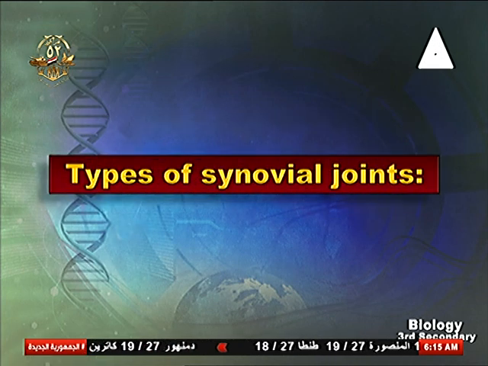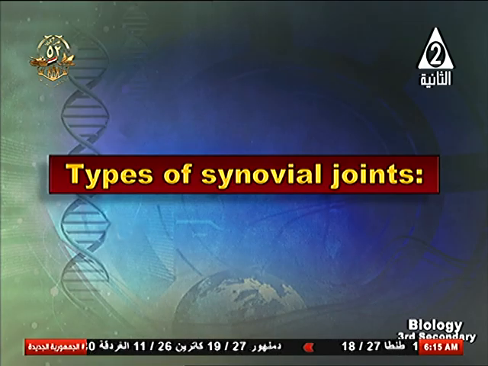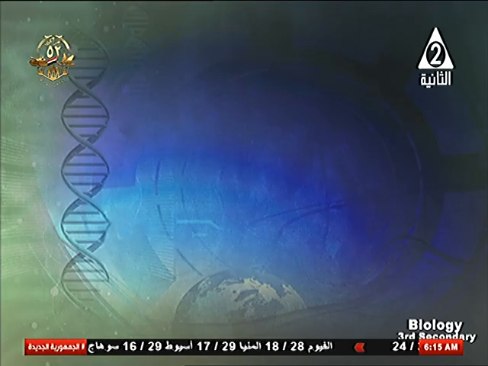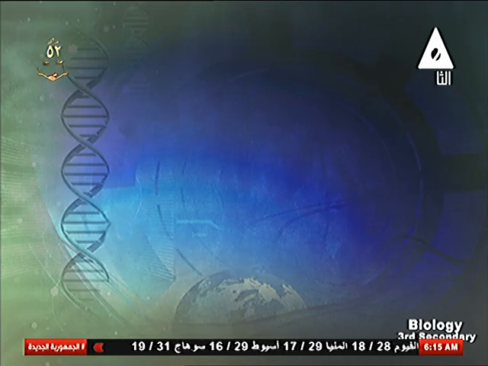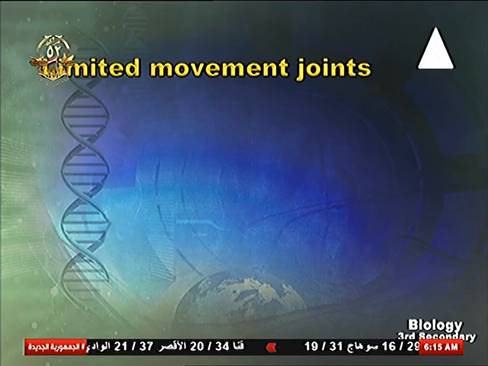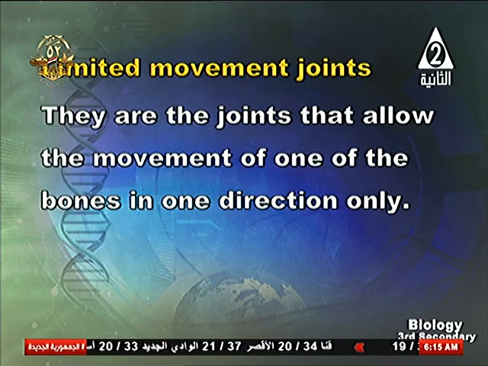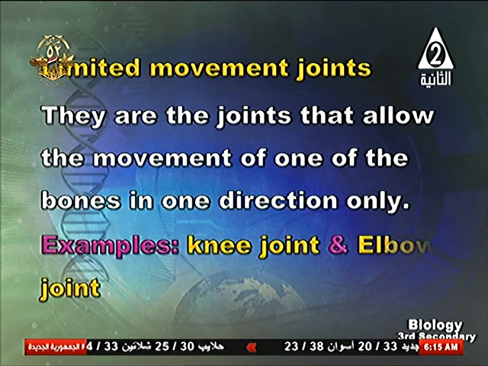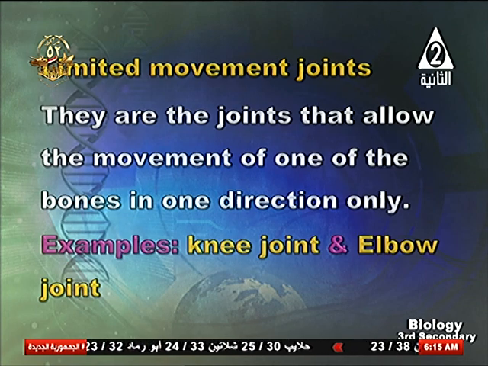Types of synovial joints. There are two types of synovial joints classified according to their movement. If the synovial joint has limited movement, it is a limited movement joint. If it moves in all directions, it is a wide movement joint. Limited movement joints allow movement in one direction only, such as elbow joints and knee joints. Okay.